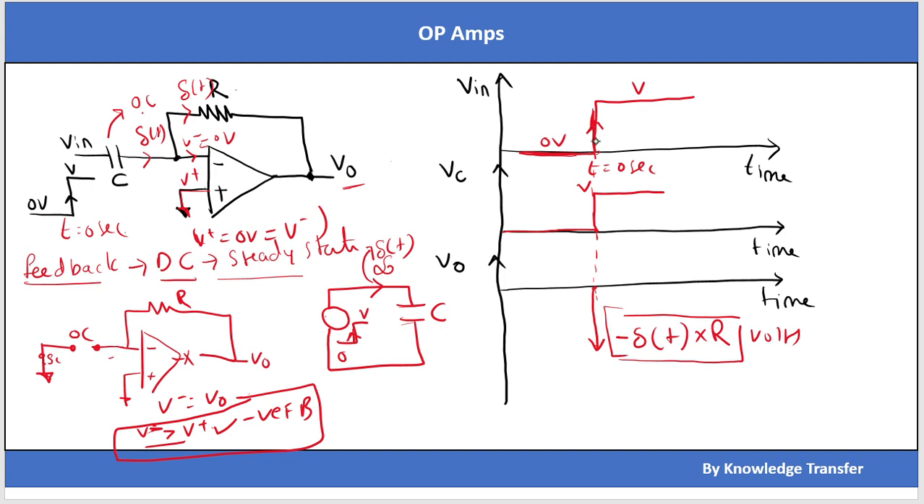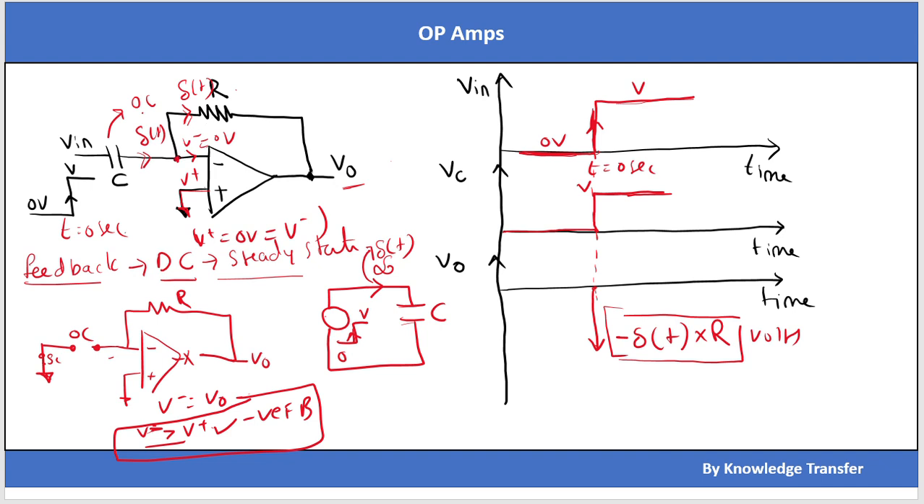And after that, what's happening? Vc is stable at V volt, and Vin is also stable at V volt, so there is no voltage difference. So there is no current flowing through this capacitor, the current flowing through this capacitor is 0, so the current flowing through the resistor is 0.